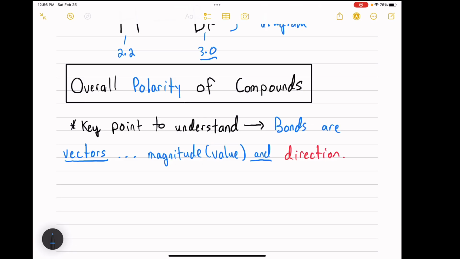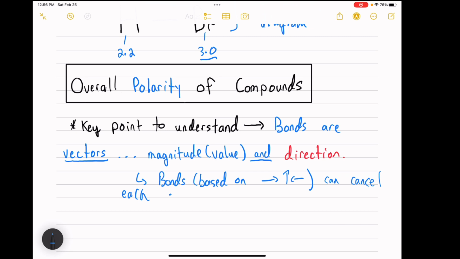So, when it comes to the overall polarity of compounds, what we have to understand is that bonds are vectors. This is a physics term describing a quantity that has a magnitude or a value and a direction. And the significance of the directions is that your bonds, based on their directions, which I'm going to write as arrows, can cancel each other out.